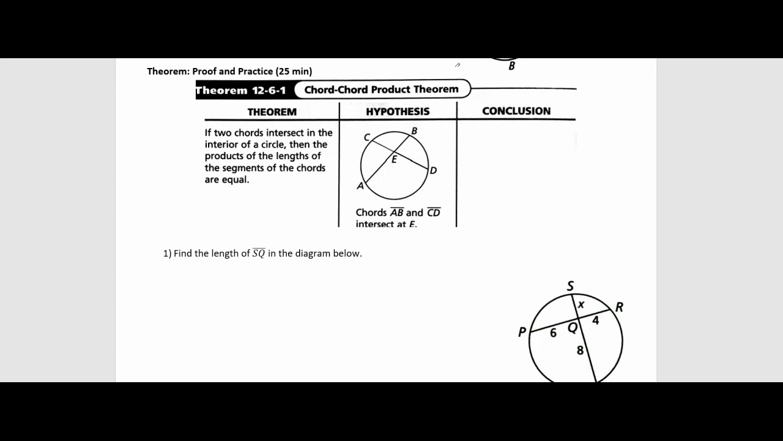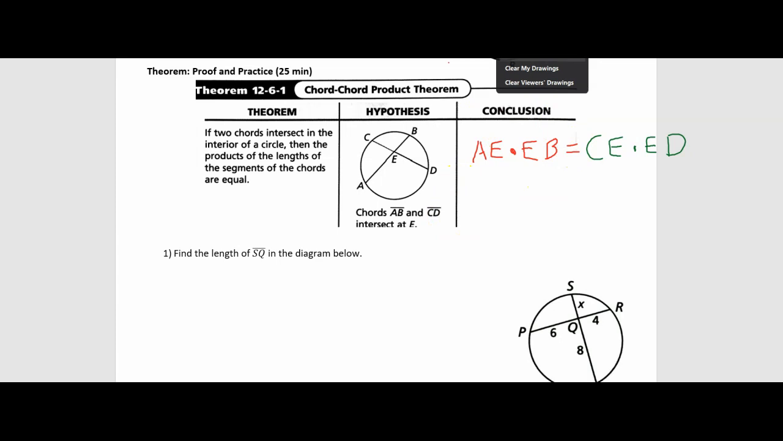But essentially, we're looking at the pieces of AB. So AE times EB, those two lengths, that's going to be equal to CE times ED. So if you multiply each piece of the chord together, that's going to be equal to the product of the other pieces of the other chord.